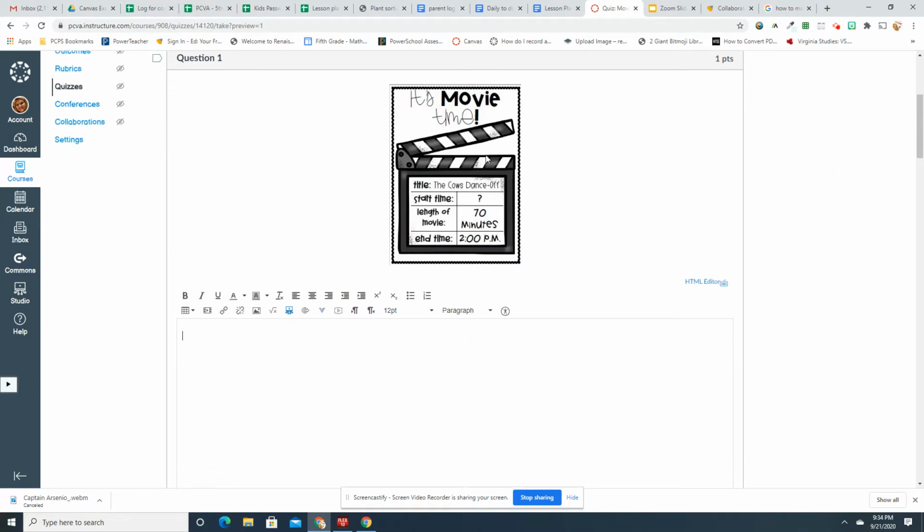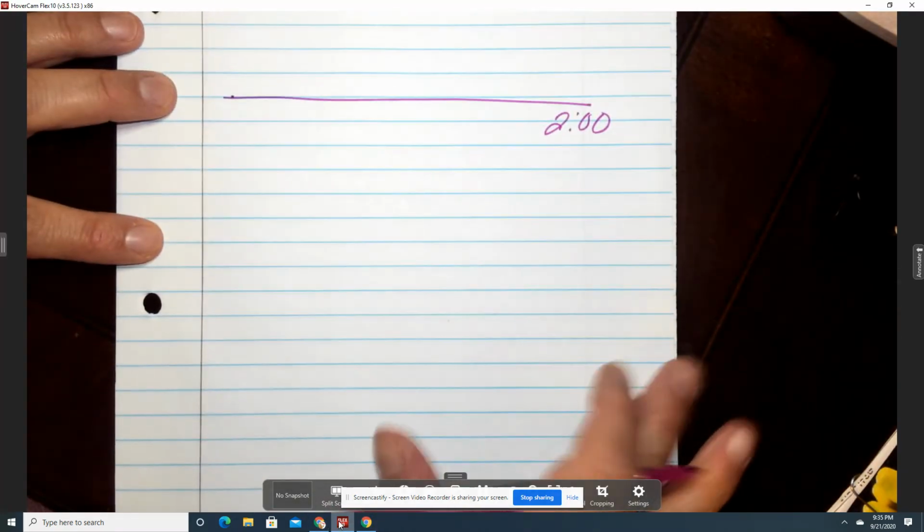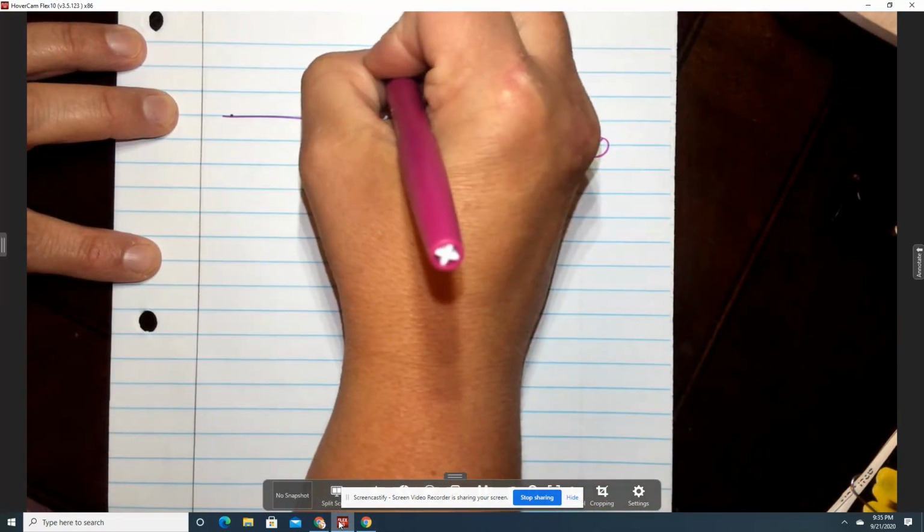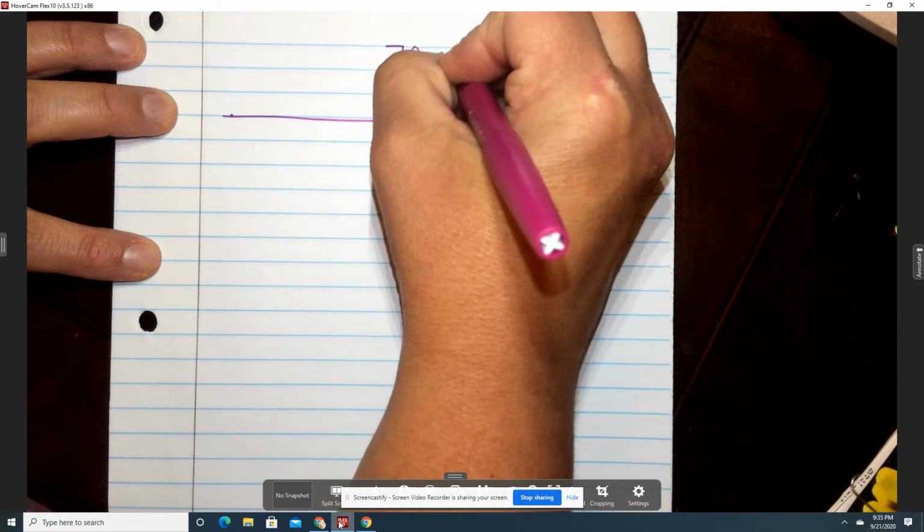All right, so the movie time. It's movie time. The title is The Cows Dance Off. All right, so the start time is we don't know. And then the ending time is 2 o'clock. And then our elapsed time is 70 minutes. All right, so 70 minutes is our elapsed time. So I'm going to put 70 minutes.